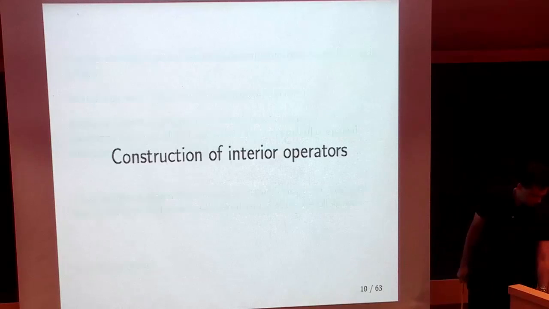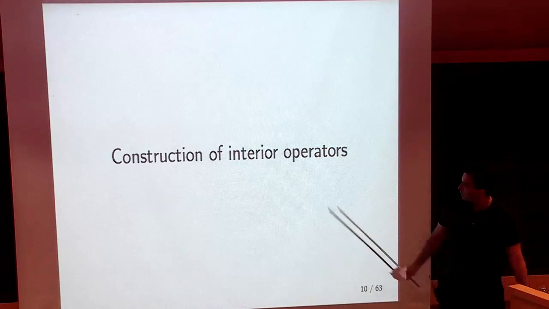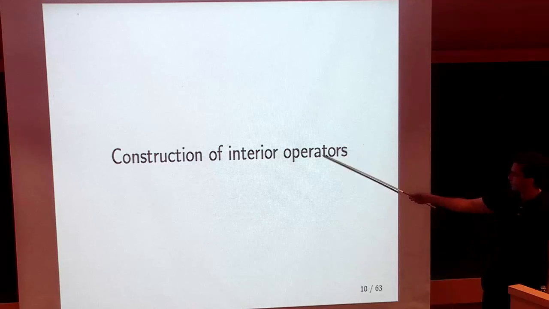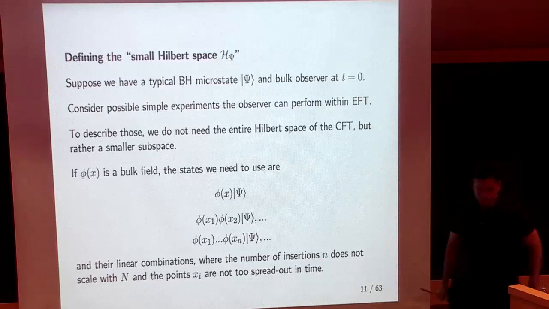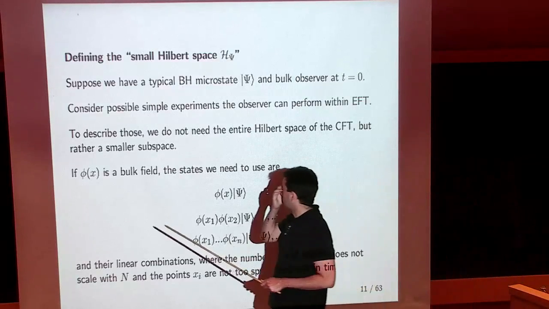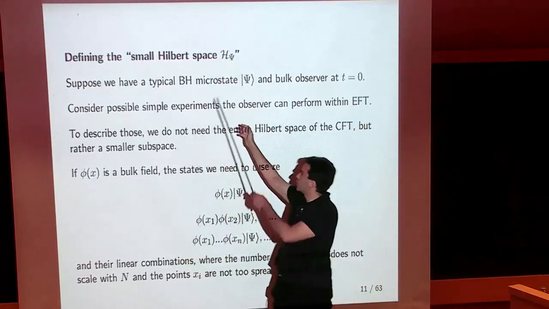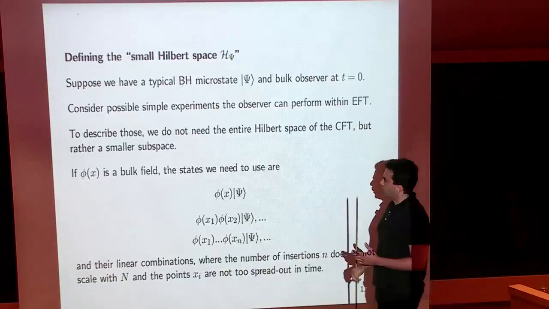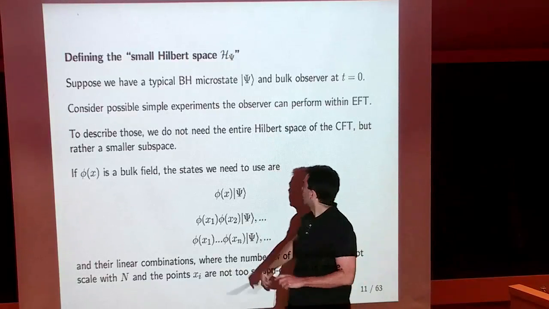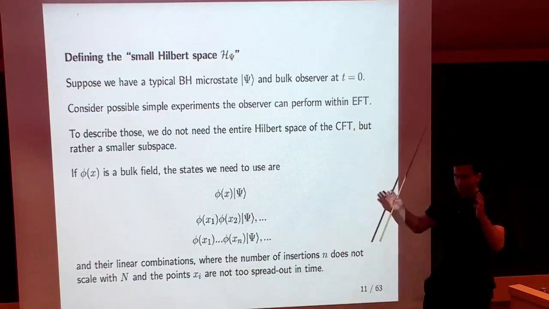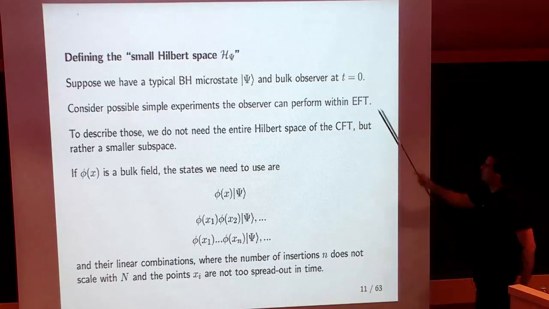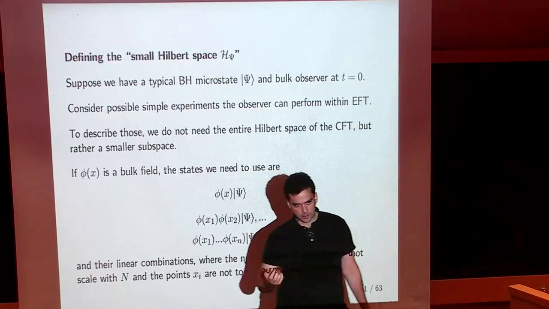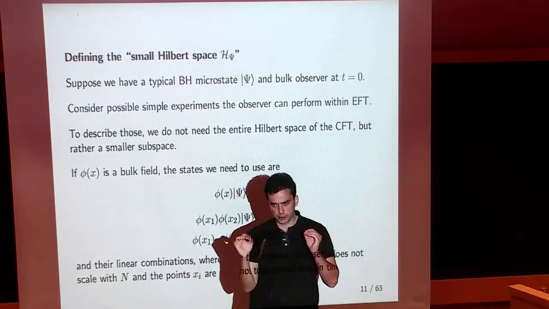So let me now review the construction that we developed with Suvrat on the operators in the interior of the black hole. The starting point is that we want to concentrate on something that we call the small Hilbert space H of psi, which is defined in the following way. We start with a black hole microstate, psi, and we have a bulk observer who wants to perform experiments at around time t equals 0. And then we want to consider all possible experiments that this observer can perform within effective field theory.